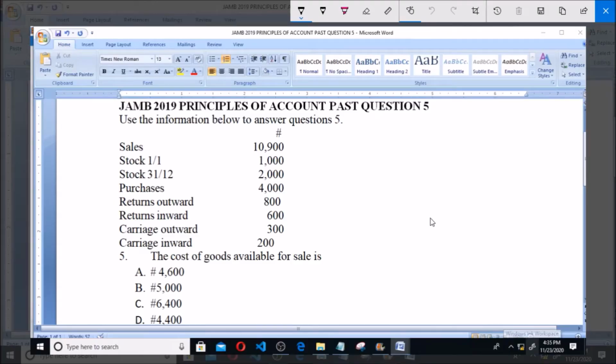2019 Principles of Accounts, past question number 5. We use the information given to us below to answer the questions. Number 5.